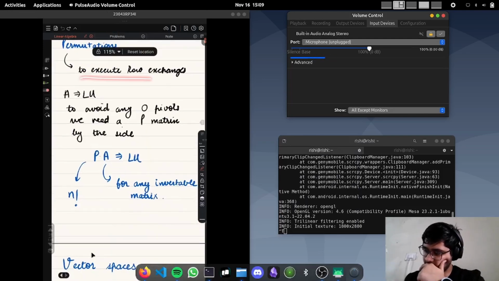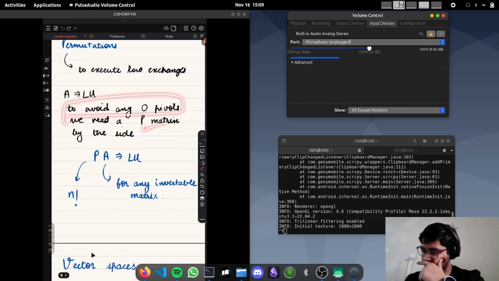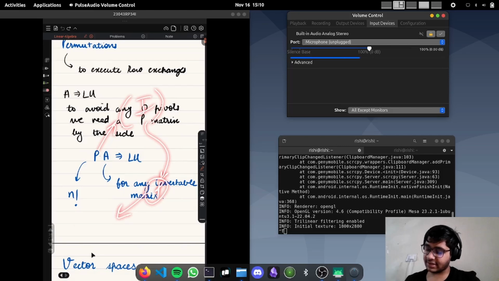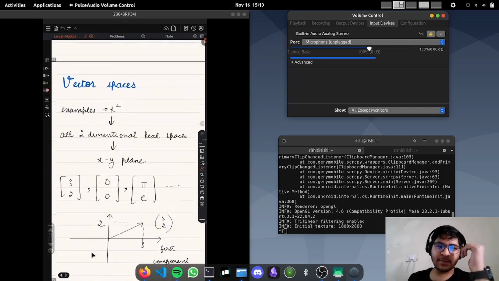So we know that permutation matrix is used to execute row or column changes. So to avoid any 0 pivots, we need a P matrix by the side. We gotta know this. Permutation matrix is essentially used as a method to exchange the rows. While doing the decomposition, we are essentially doing the elimination, and if we need a row exchange, we essentially need a P matrix. But in this case, there were no row exchanges, so this is essentially the I matrix. So I matrix is also a permutation matrix, but it does not do any row exchanges. That is okay. So we now have the vector spaces.